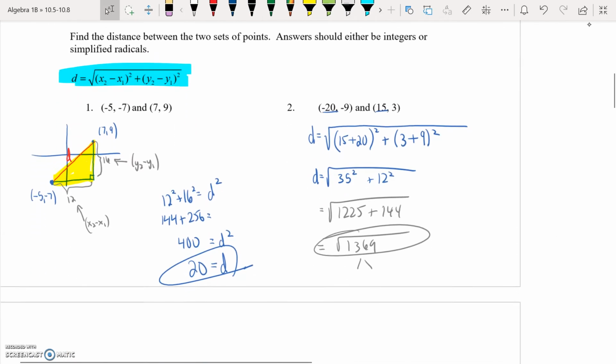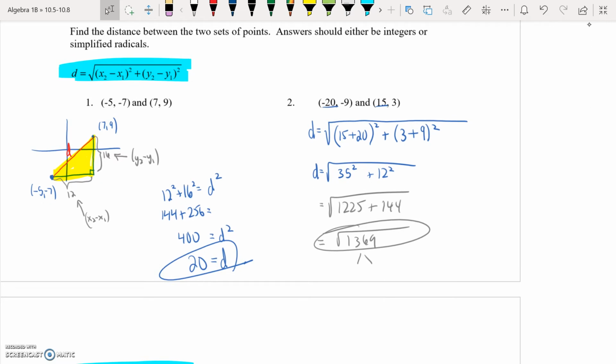As far as the examples go, you can look at the work that I have done on these problems. And ideally, it's nice when we get an answer that's an integer like this one. For the next example, when I did all of the work, I got the square root of 1369. And I want to see if any perfect squares go into it. If not, I can just give the answer as a decimal.